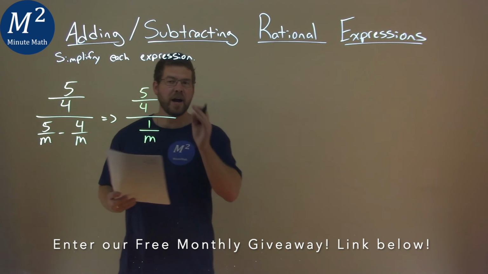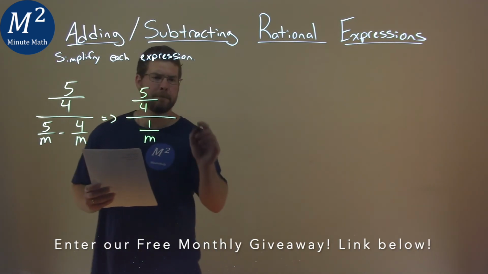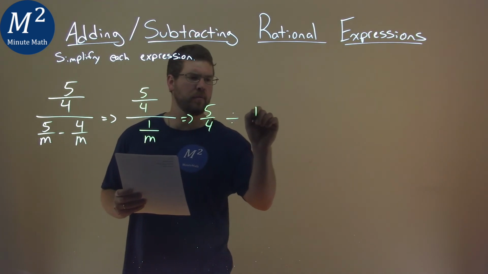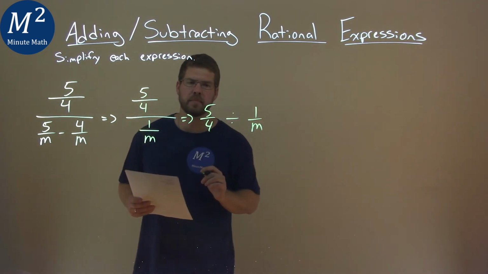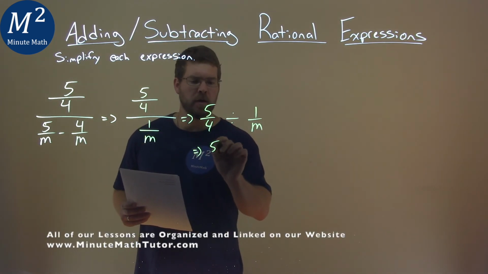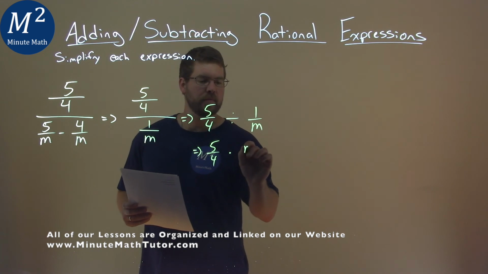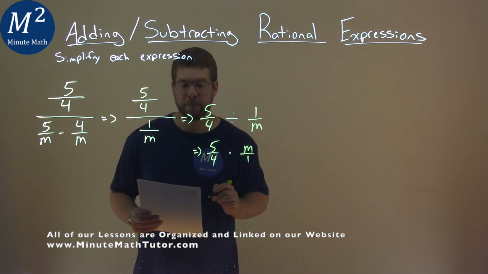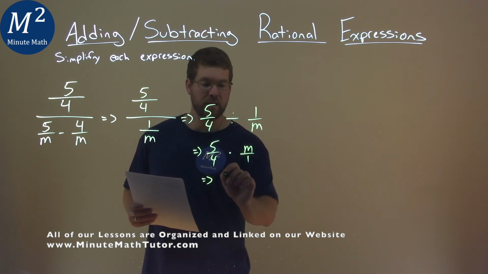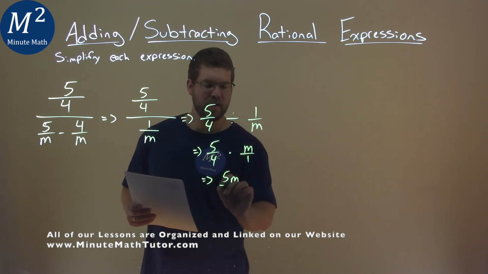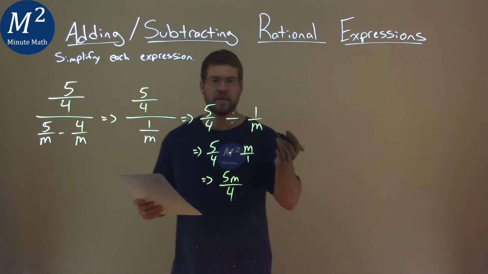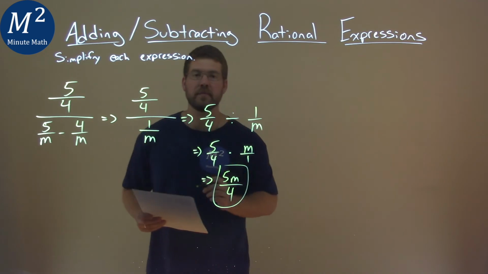So now we have 5/4 divided by 1 over m. Let's write it like this, 5/4 divided by 1 over m. And we know division is the same as multiplication if we flip the fraction. So we have 5/4 times m over 1. And now we can easily multiply this out. 5 times m is 5m, and 4 times 1 is 4. And so our final answer here is 5m over 4.